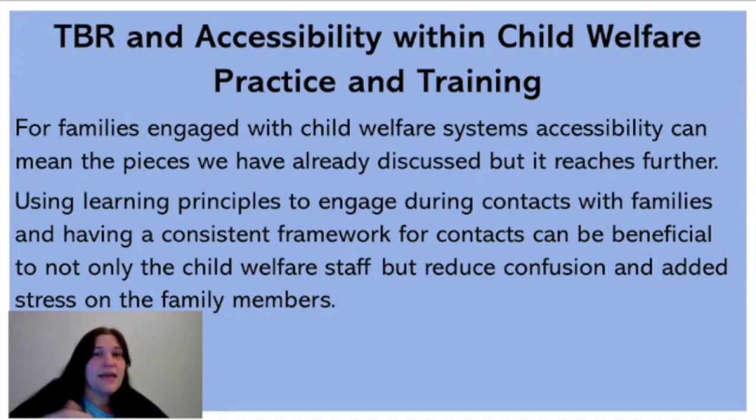It's systematic accessibility: seeing the families as the experts on their own lives, respecting their values and ideals, while being really clear and concise and consistent about the process and the journey that they're going through. So using learning principles to engage during contacts with them throughout the life of the case and the time that you're working with them can help really reduce confusion and frustration and added stress.